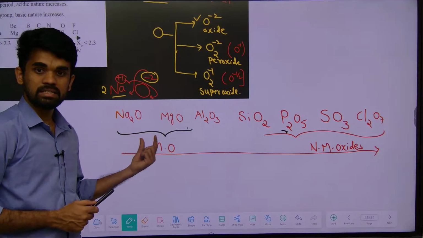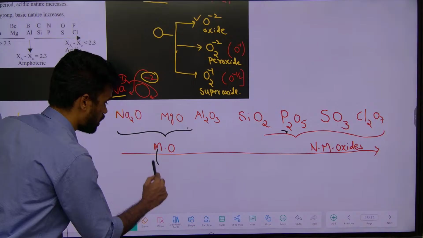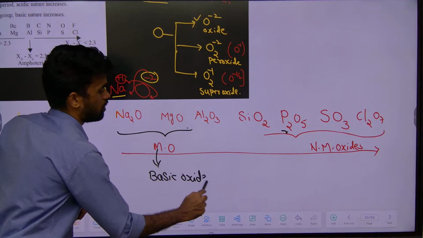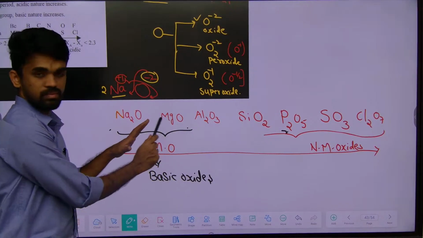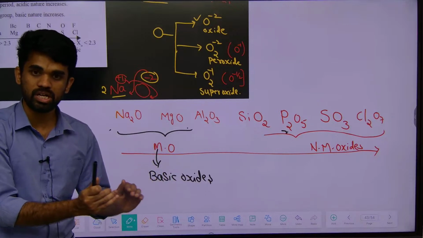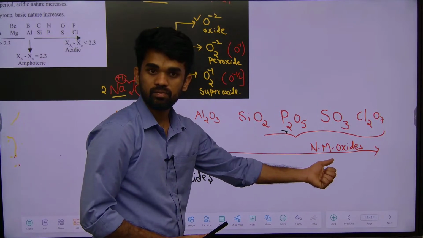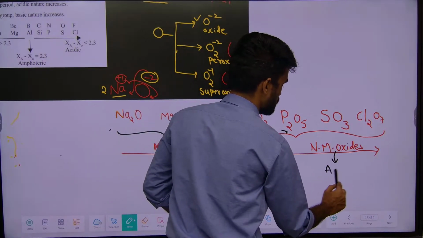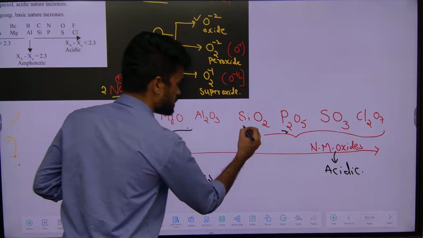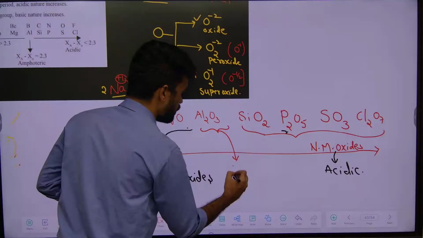So metals always form basic oxides. What type of oxides? Basic oxide. So metal oxides are basic oxides. Not always, like alkali metals, alkaline earth metal oxides are basic oxides. Transition elements may be acidic, amphoteric, basic also. This side non-metal oxides will always be acidic in a general sense. Silicon is also an acidic oxide. Aluminum is there now, so it will form amphoteric oxide.